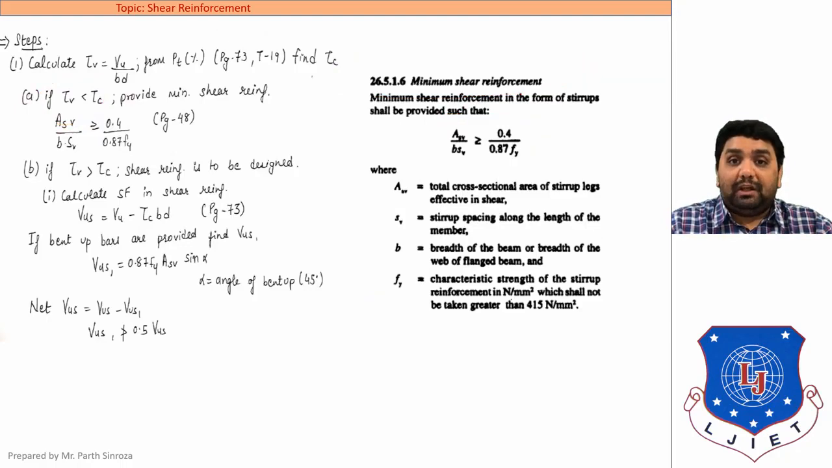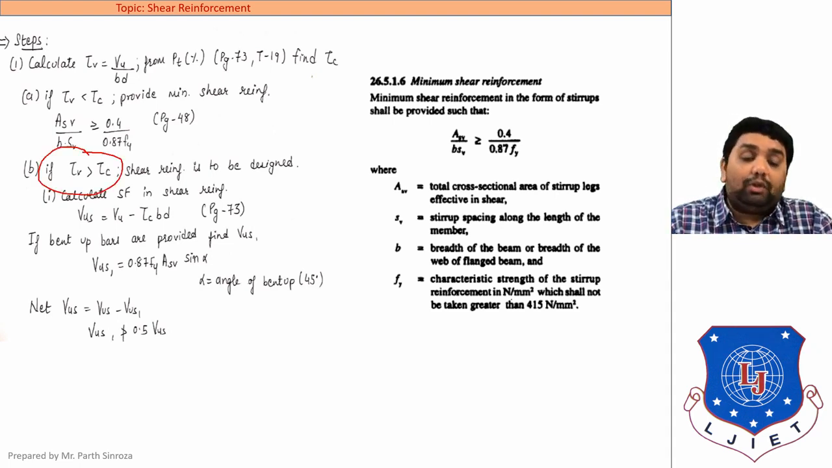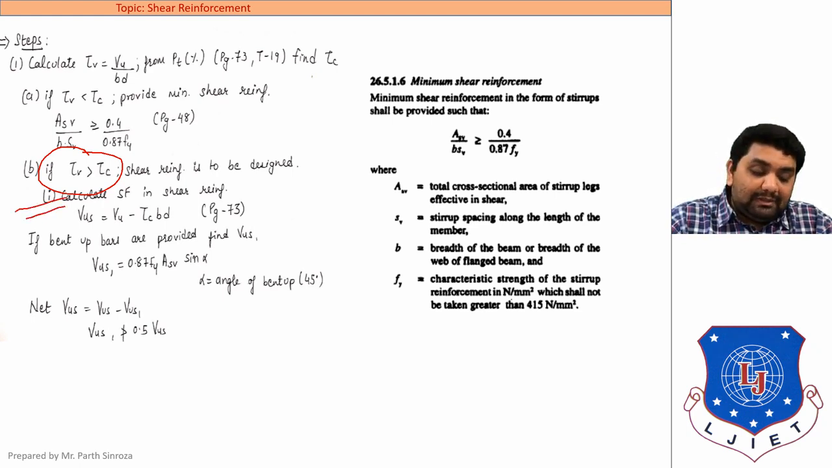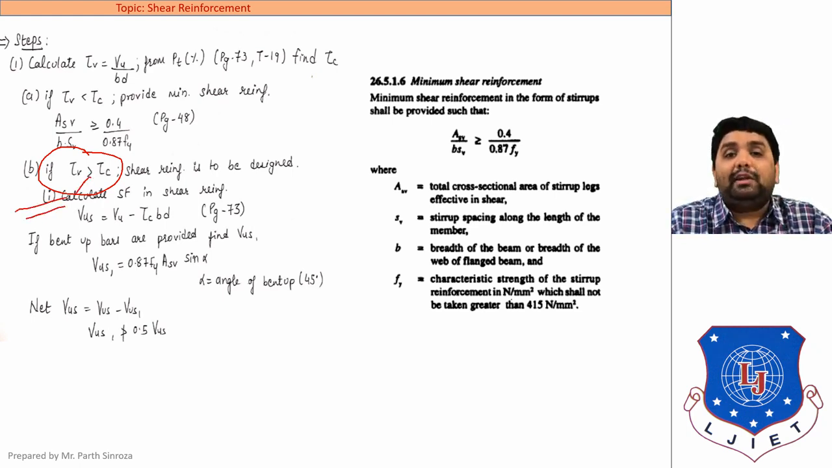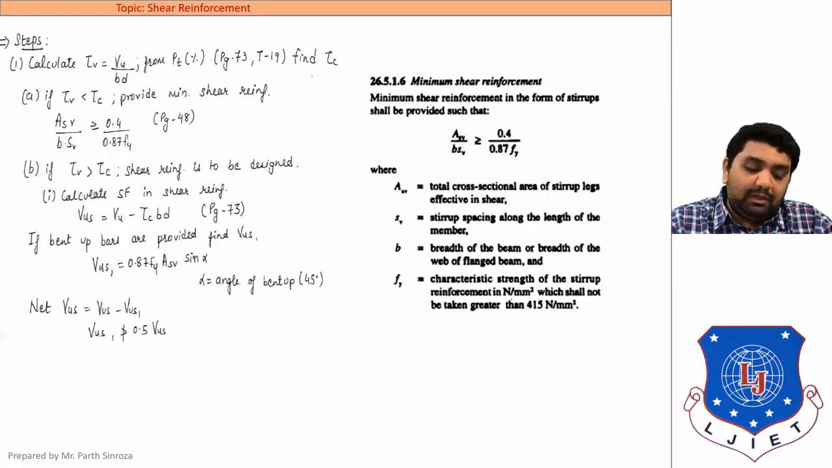So if tau v is less than tau c, we will be following this equation, and the next criterion will be tau v greater than tau c. Now you will ask, what to do when tau v equals tau c? Generally, tau v equal to tau c is not obtained in our equations, but if you get an answer tau v equal to tau c, then also we'll be using this case only. So for your understanding, let us say it is tau v greater than or equal to tau c. Clear? So whenever tau v is equal to tau c, we always will be providing shear reinforcement only.